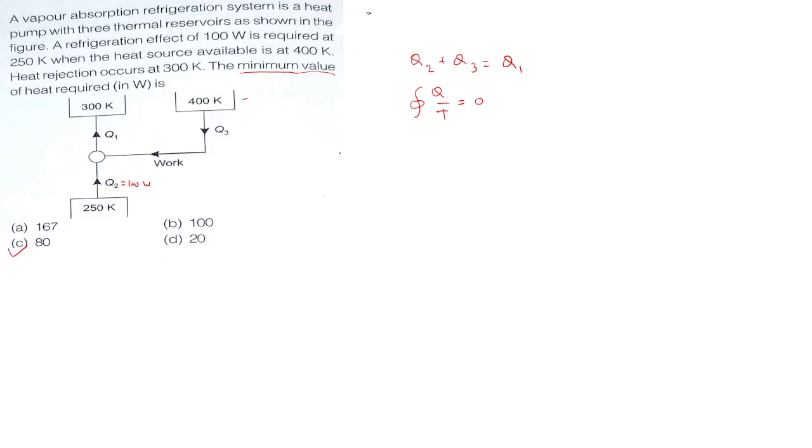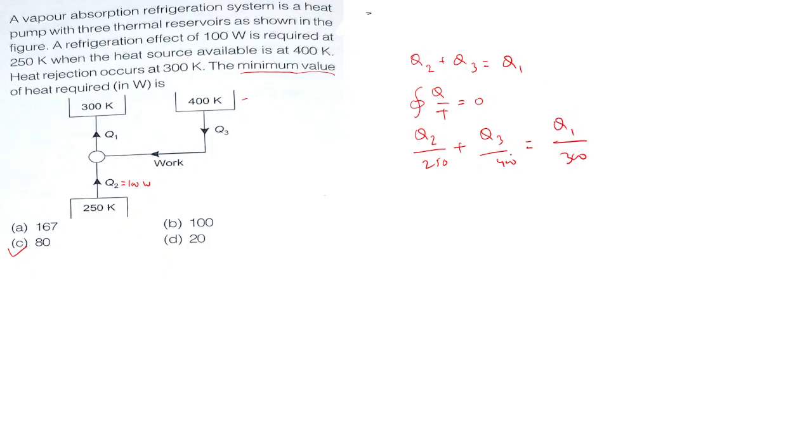Yes. So heat coming to the system we have to take as positive, Q2 by 250, and this Q3 is also heat coming to the system. This is our system, okay? So heat coming to the system, Q3 by 400 should be equal to Q1 by 300.